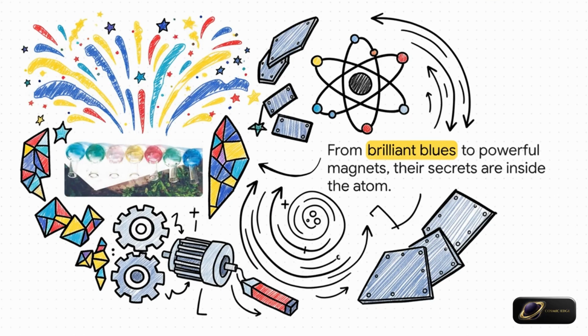The vibrant colors in stained glass, the incredible strength of steel in our skyscrapers, or even the invisible pull of a powerful magnet. All of that amazing stuff, it all traces back to the unique way the electrons are arranged deep inside these very atoms.